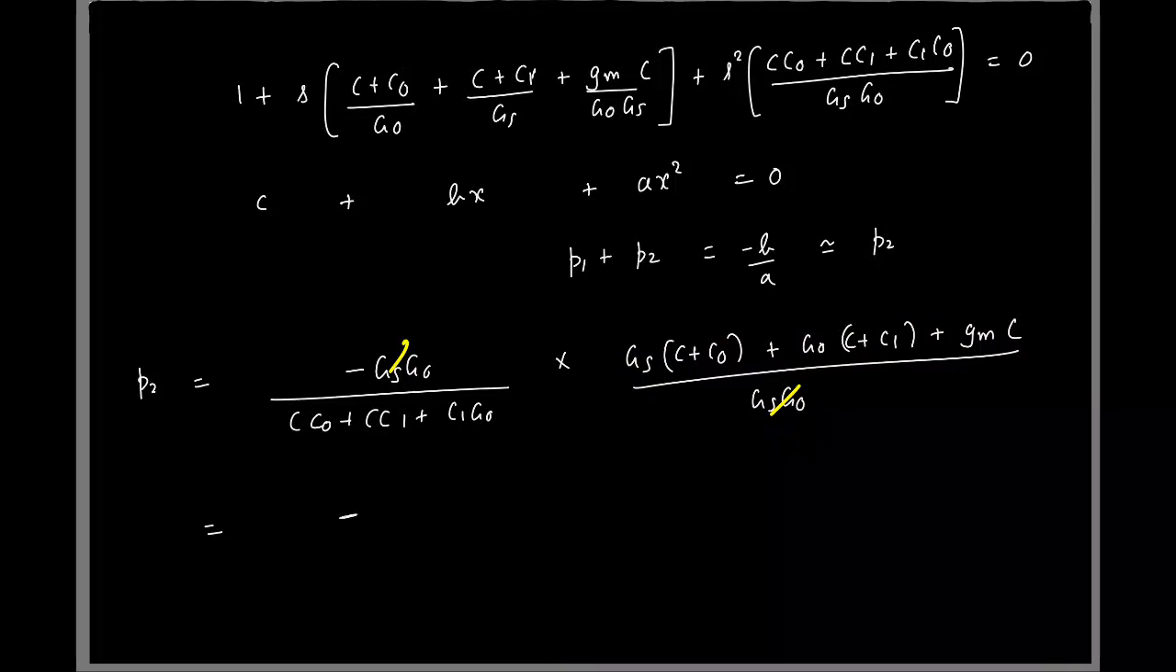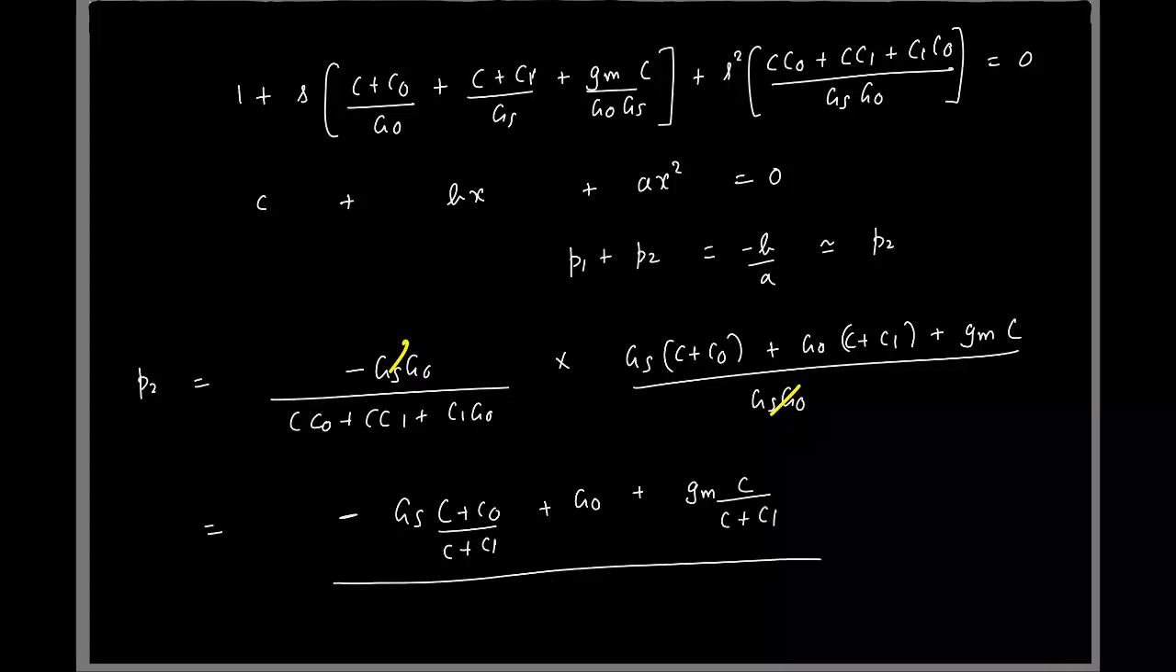If I do that, I'll have minus gs times c plus c0 by c plus c1 plus g0 c plus c1, divided by, so here I can basically take c0 common. That will give me c plus c1. That will basically cancel with this guy. It's just a manipulation. So I'll have c c1 by... okay, these are the roots we got.